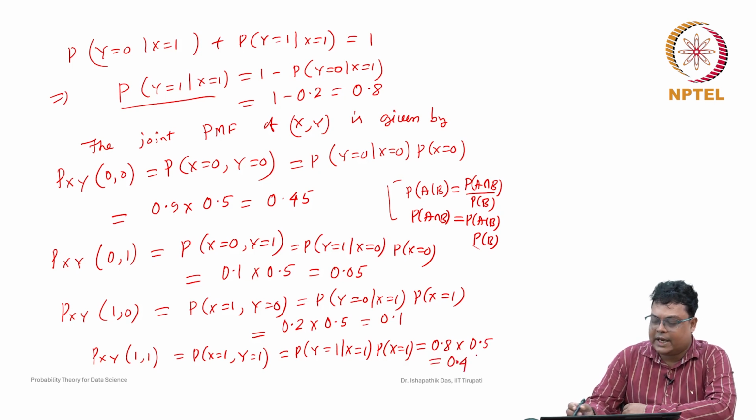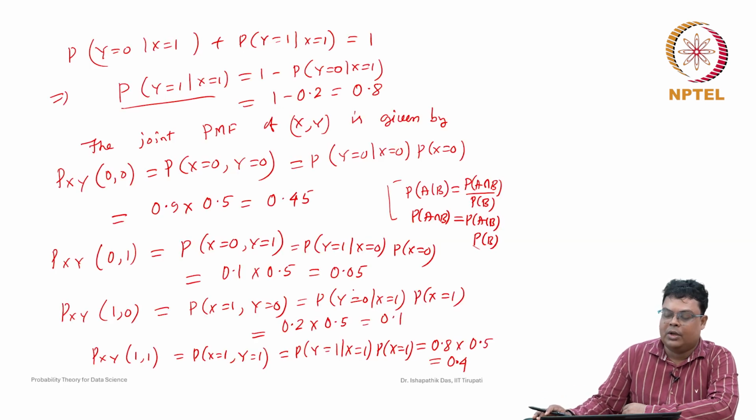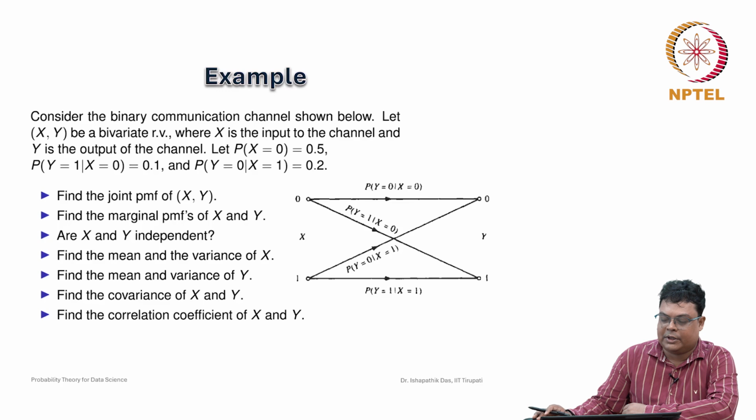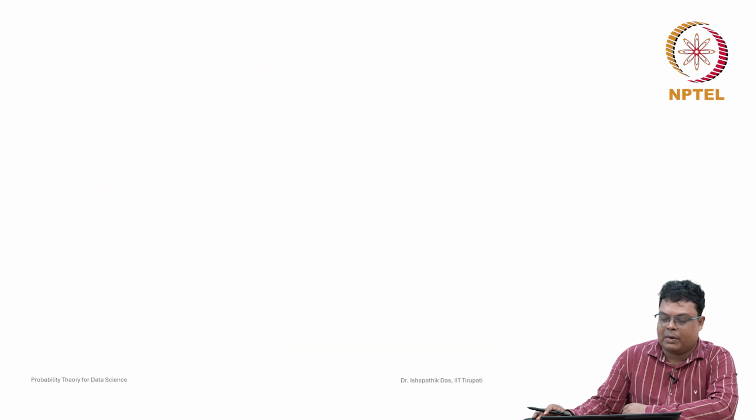Now you can check that if you take the sum of all these values, because it is a joint probability mass function, this should be equal to 1. So, 0.45 plus 0.05, plus 0.1 plus 0.4, this is equal to 1. So, this is the joint probability mass function we have found, and you can represent it like this.